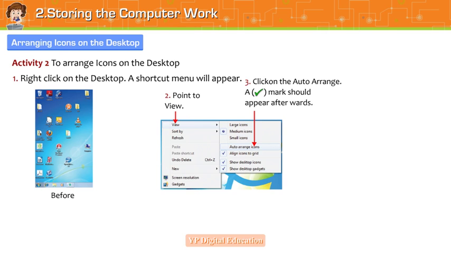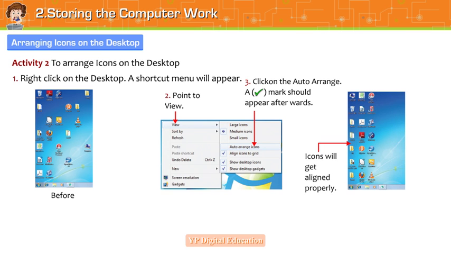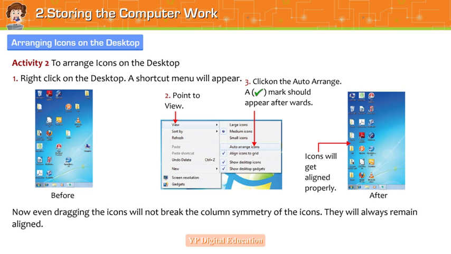A right mark should appear afterwards. Now, icons will get aligned properly after. Now, even dragging the icons will not break the column symmetry of the icons. They will always remain aligned.